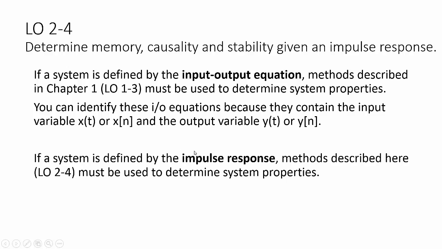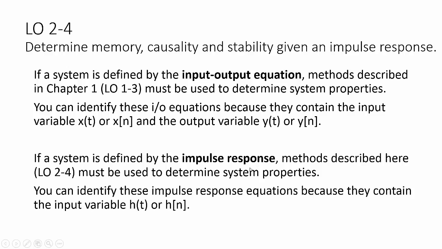If a system is defined by the impulse response, the methods described here, Learning Outcome 2-4, are the ones that you use to determine your system properties. And you'll know that it's an impulse response if you see the letters h of t or h of n. If you see x's and y's, use Chapter 1 definitions. If you see h's, use Chapter 2 definitions. I hope that helps.